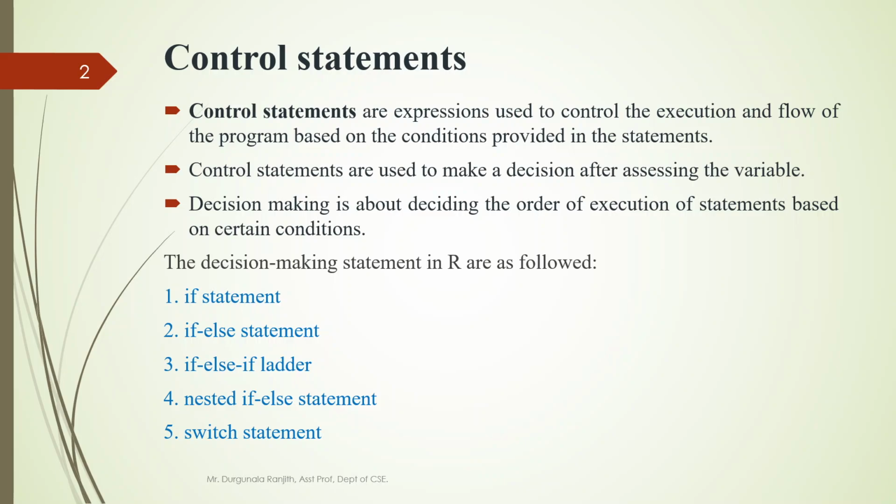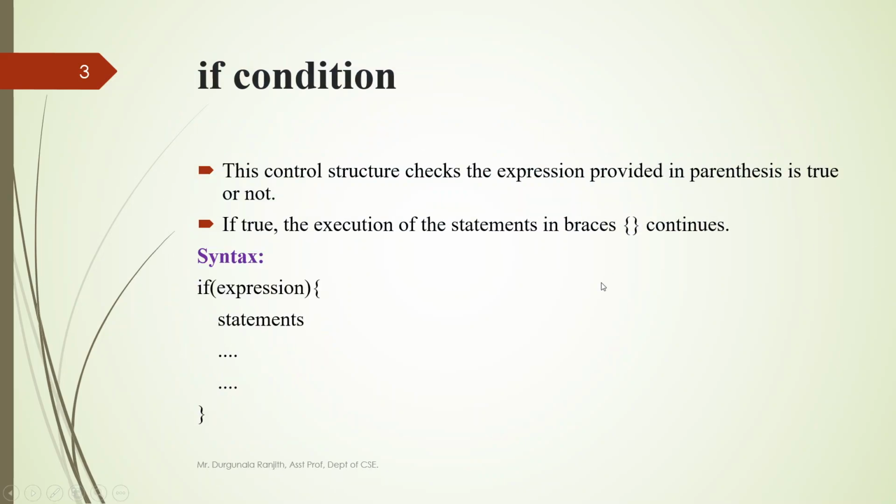Normally, just observe here, control statements are expressions used to control the execution and the flow of the program based on the condition given. To control the execution of the program and to make different decisions based on the given variable, these control statements will be used. Here, R programming supports 5 types of decision making statements. The first one is if statement, the second one is if else, the third one is if else if ladder, the fourth one is nested if, and the fifth one is switch statement. These are the different decision making statements supported by R.